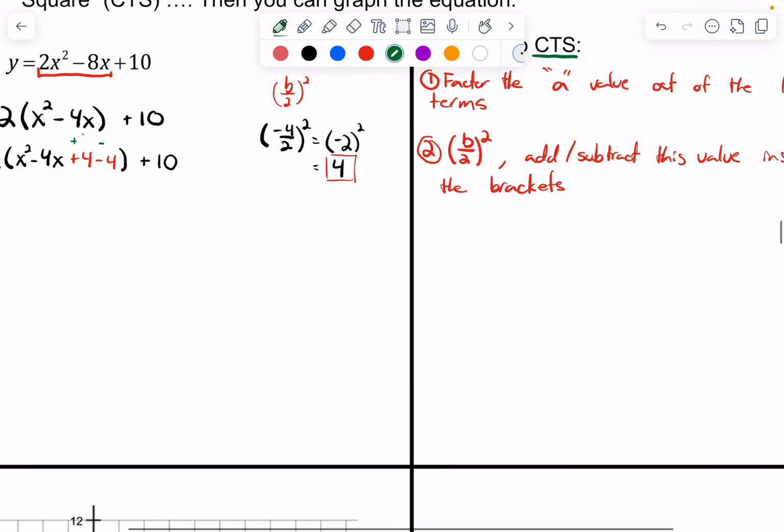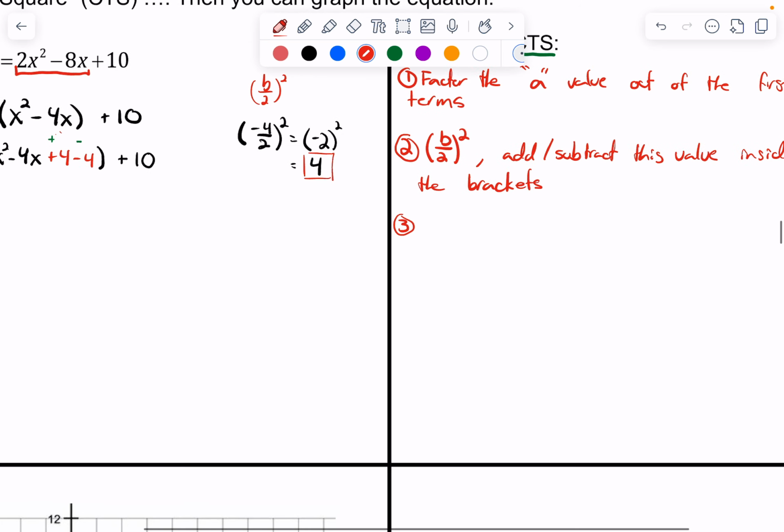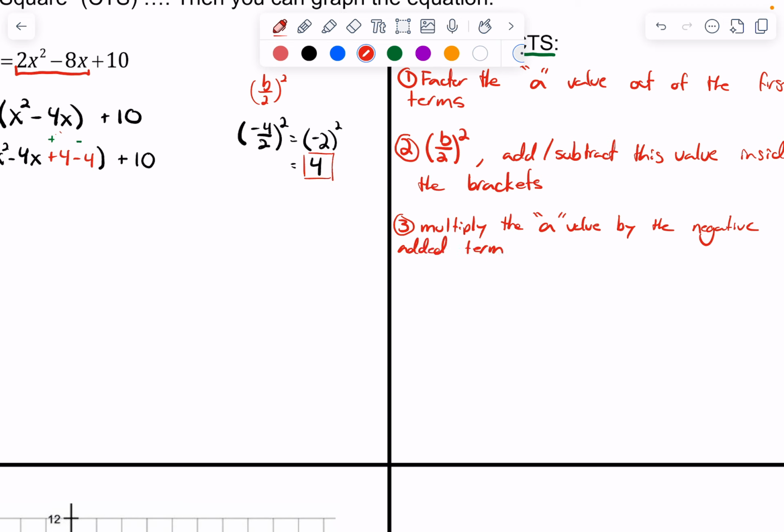So step 3, you then multiply the a value by the negative added term, to get it out of the brackets.